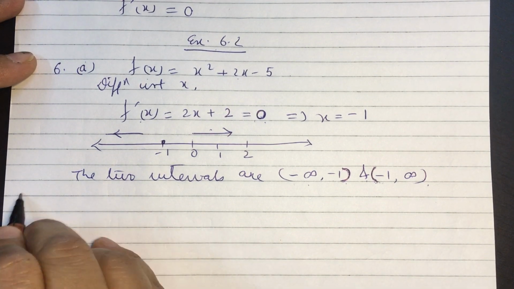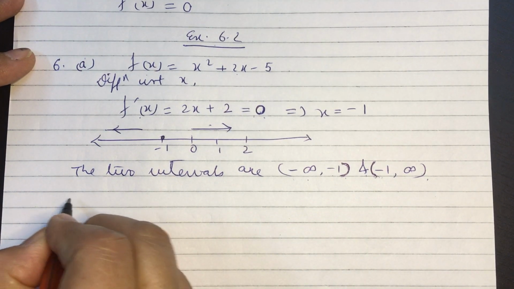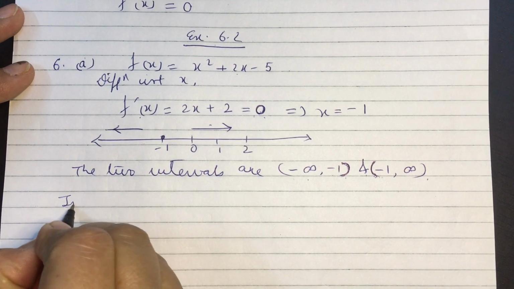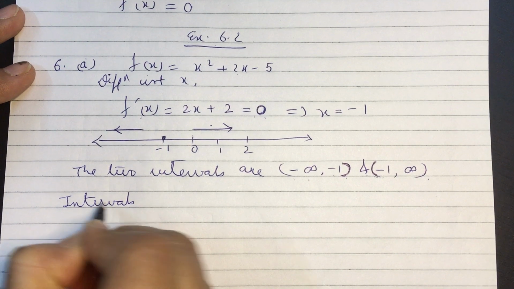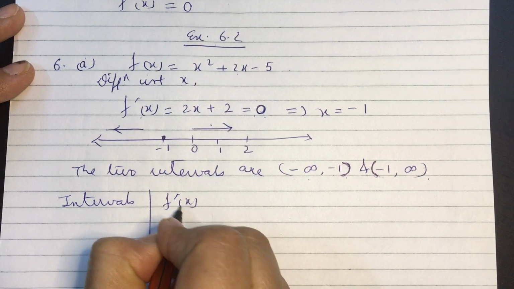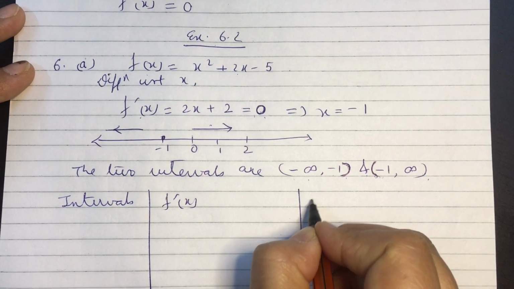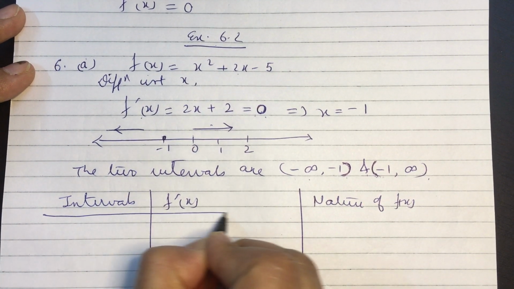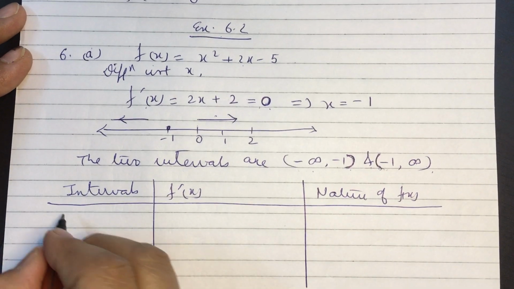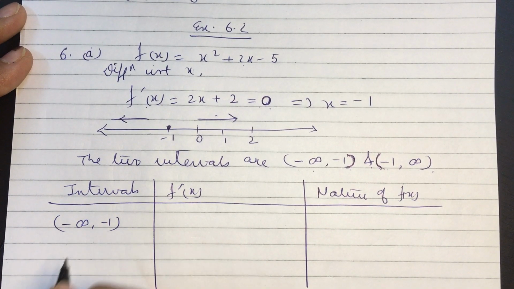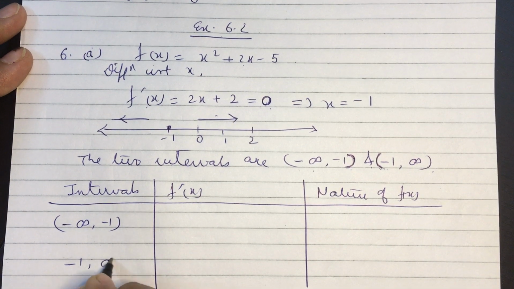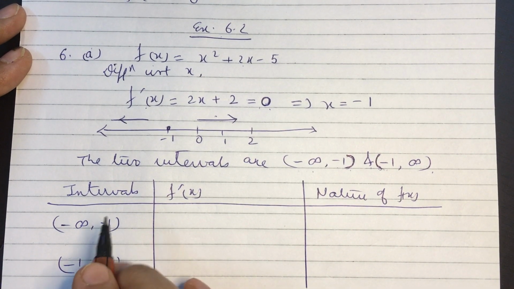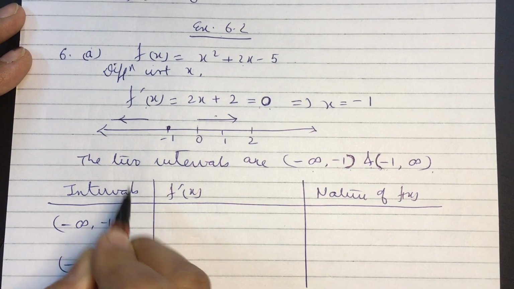Now the best way of doing the questions is you make a table so that it becomes very clear as to what you are doing. So first you write intervals, then you write f'(x), and then you write nature of the function. Okay. Now here the two intervals are minus infinity to minus 1 and the other one is minus 1 to infinity.